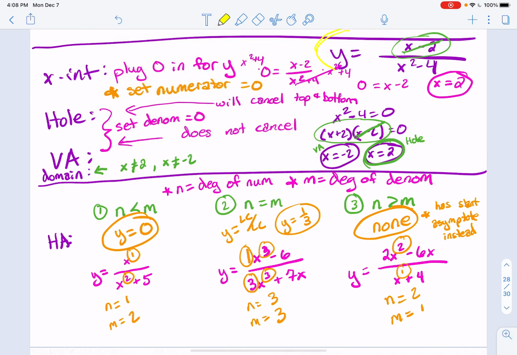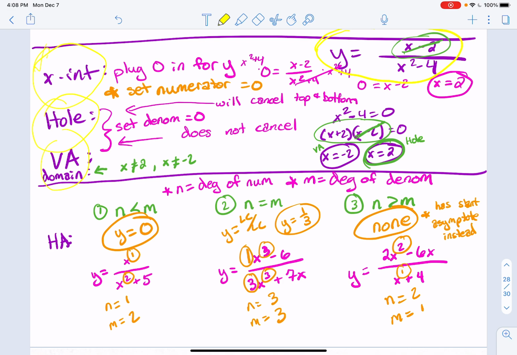That goes along with rational functions here. I gave them this example, and I said that we were going to fill out each one of these things: the x-intercept, the holes, the vertical asymptotes, and the domain. I'm going to go through this kind of fast. If you need to pause this video to write anything down, go for it.